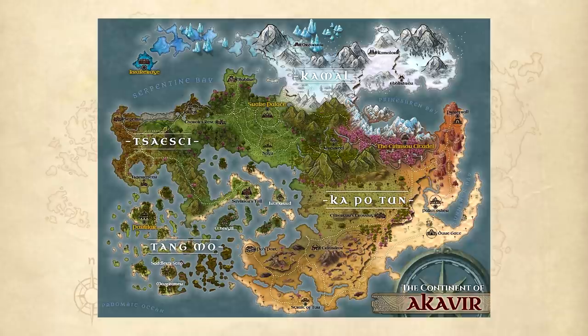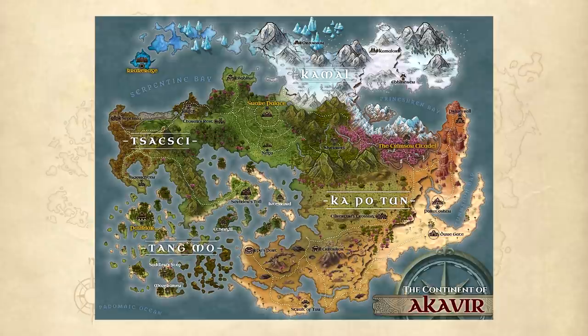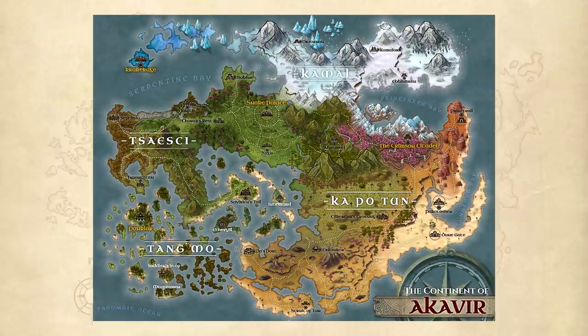Once per year, it's said that this race gets out of their own region and then proceeds to terrorize all the other inhabitants and regions of Akavir, but their target of choice is usually the Tang Mo, which is a race of monkeys, which we'll talk about in a bit. Now, this of course makes them all sound pretty dumb, like wild animals, but they're not.